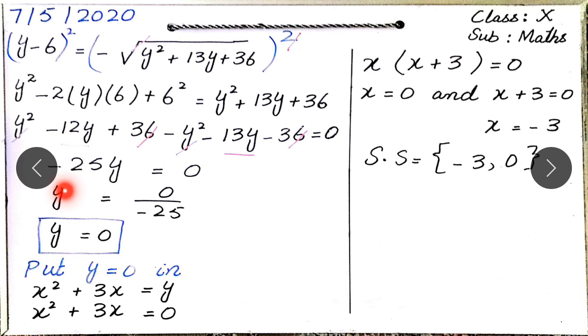13y and minus 12y, this results in minus 25y. We have to find the value of y, so minus 25 is shifted to that side of the equation. Again, between 25 and y we have multiplication, so therefore it is divided here. This is the value of y, but we are supposed to find the values of x, so we have to put this in the equation where x exists. We have put here 0 instead of y, and we have this as the answer. X is taken common here, so x has two answers, 0 and minus 3. This is the solution set.